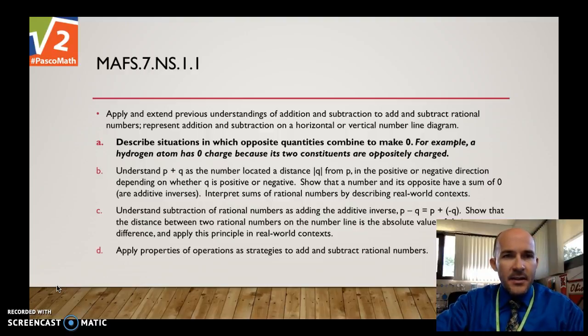So the standard reads, apply and extend previous understandings of addition and subtraction to add and subtract rational numbers. Represent addition and subtraction on the horizontal or vertical number line diagram. Specifically, in this video, describe situations in which opposite quantities combine to make zero. For example, a hydrogen atom has zero charge because its two constituents are oppositely charged.